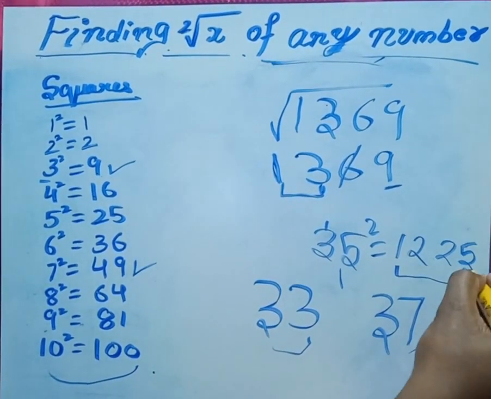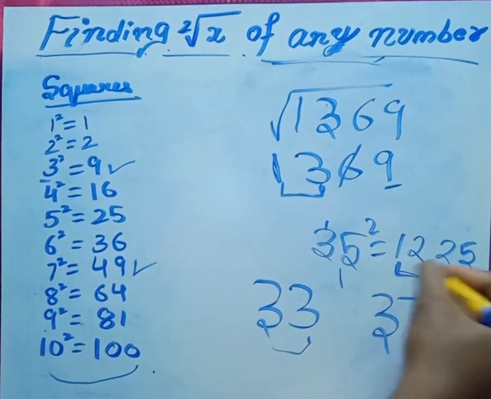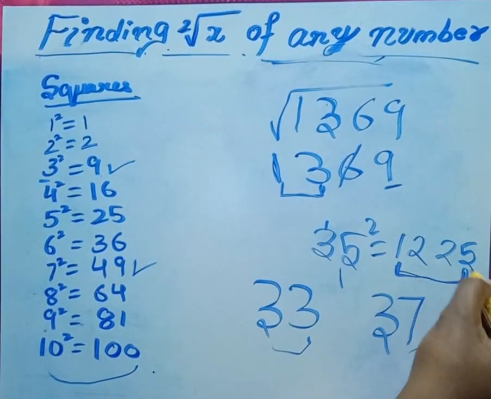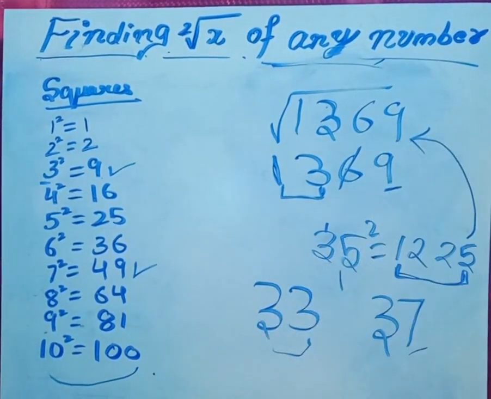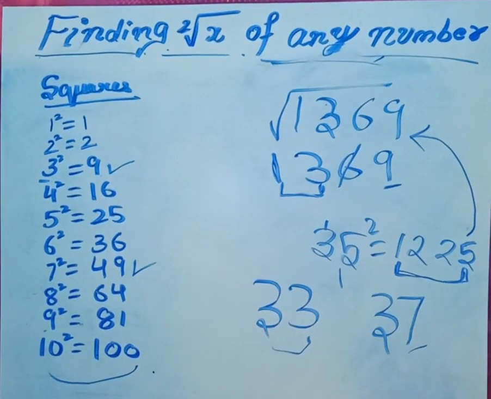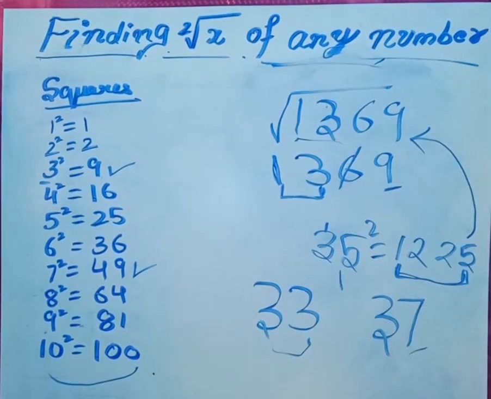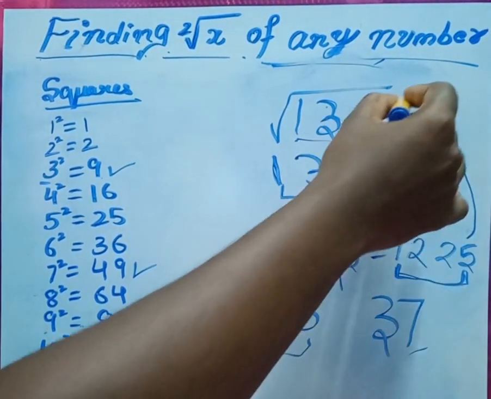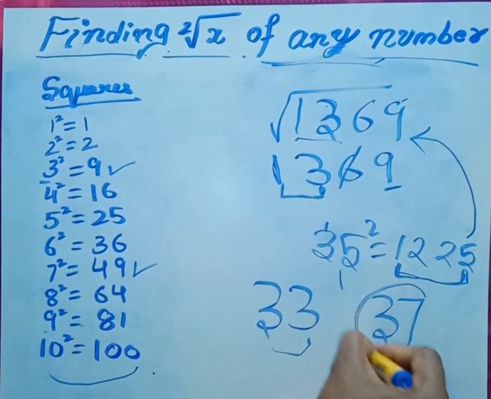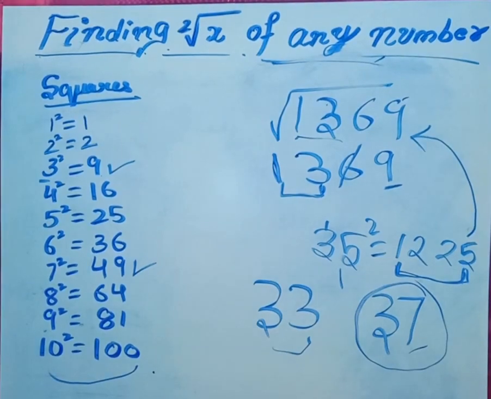So guys, now what you have to do is, we have 1225. Just check whether 1225 is greater than this number or smaller than this number. So since 1225 is a smaller number, definitely 37 is the answer, right?